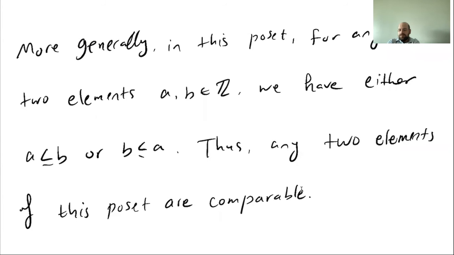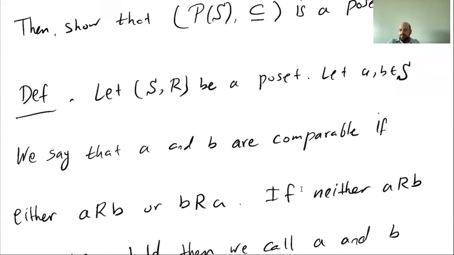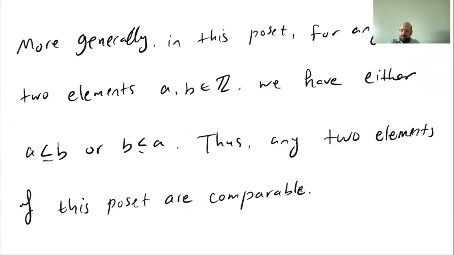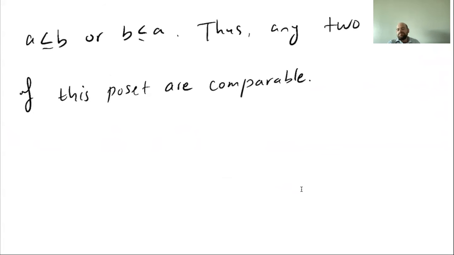Well, and that's the definition of comparable. If A is in relation with B or B is in relation with A, then we call A and B comparable. In this case, relation means less than or equal. And for any two elements, either A is less than or equal to B or B is less than or equal to A. One of these two is definitely true. And therefore, for any two elements A and B, they are comparable.